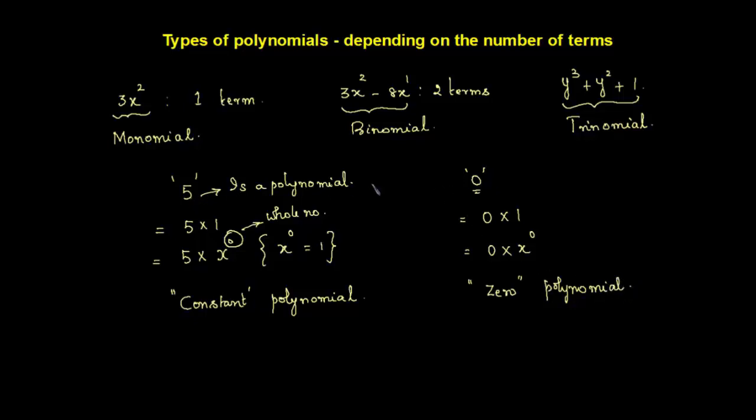So, as standalone monomials, 5, 8, 7, 6, 3, minus 2, minus 1, etc. are called constant polynomials, and 0 has a special name. It is called a zero polynomial.